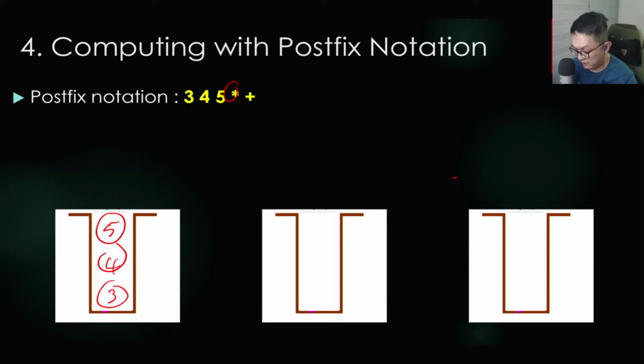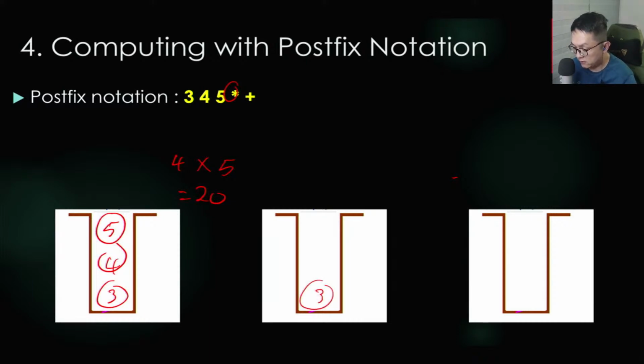So I will pop out the latest two. I'll pop out 5 to form the second operand. I'll pop out 4 to form the first operand. So 4 times 5, and that'll give me 20. Right now I've popped out 5 and 4 already, but my 3 is still inside, so let's just put 3 here first.